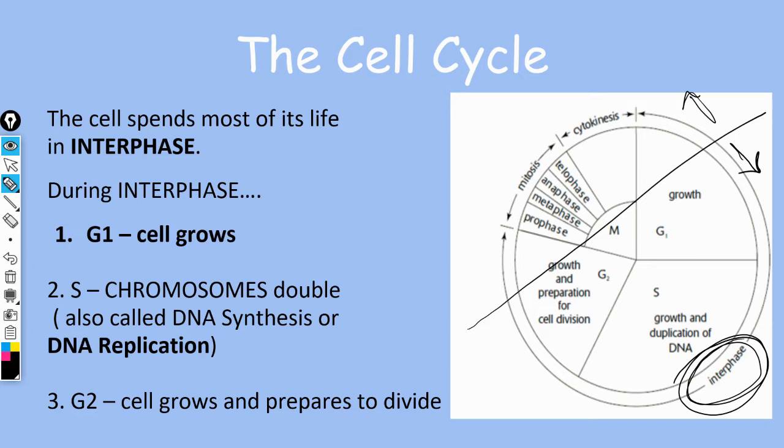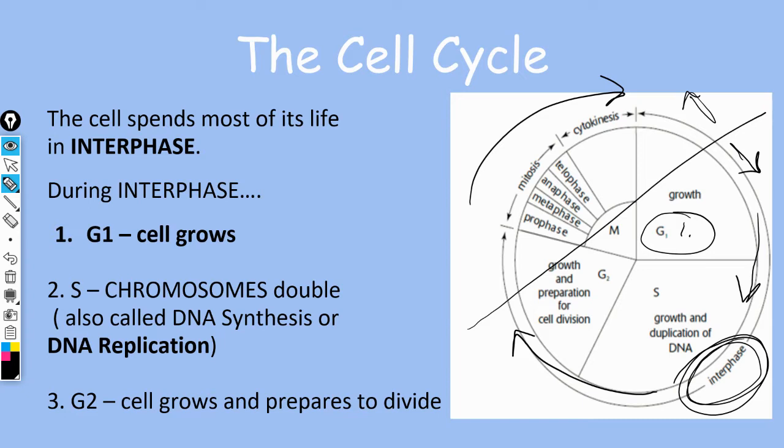Interphase is divided up into 3 steps. So think of this whole cycle as moving in a clockwise direction. And so we're starting here first in G1. When you see that G, I want you to use the G as an alphabet association, and think of that G as growth.